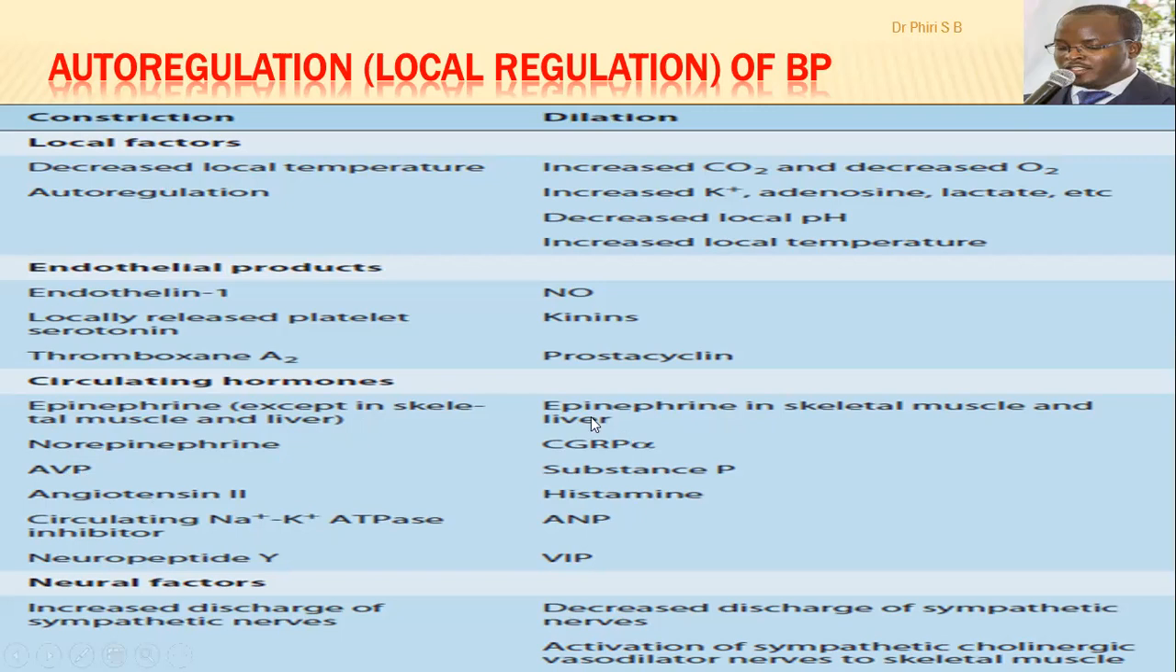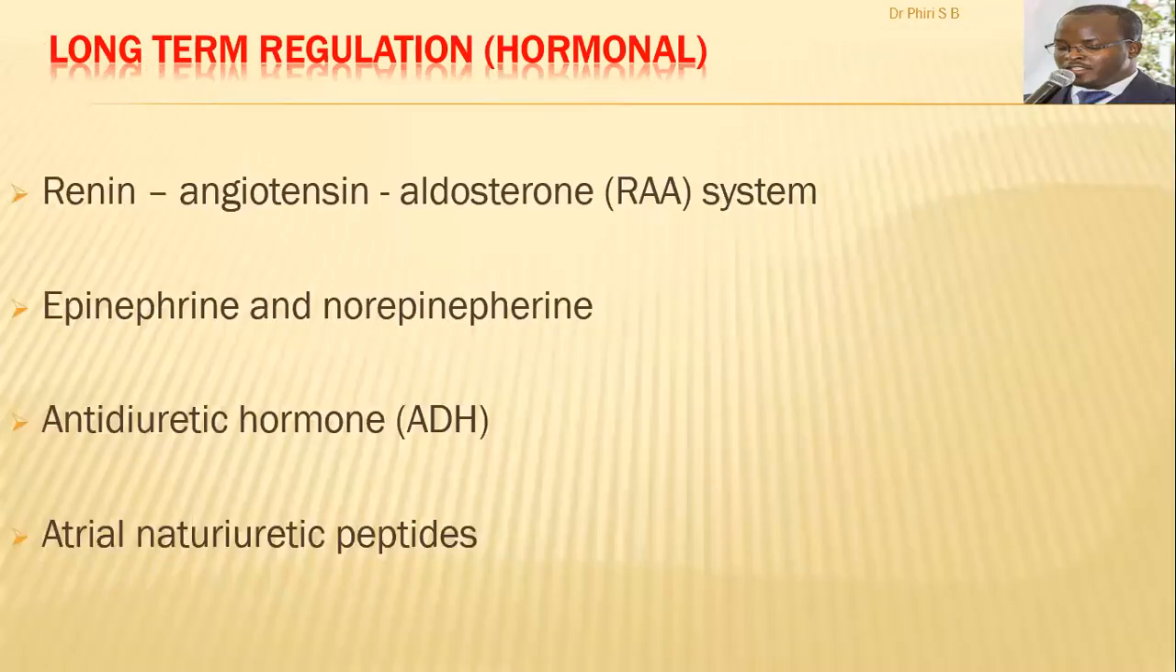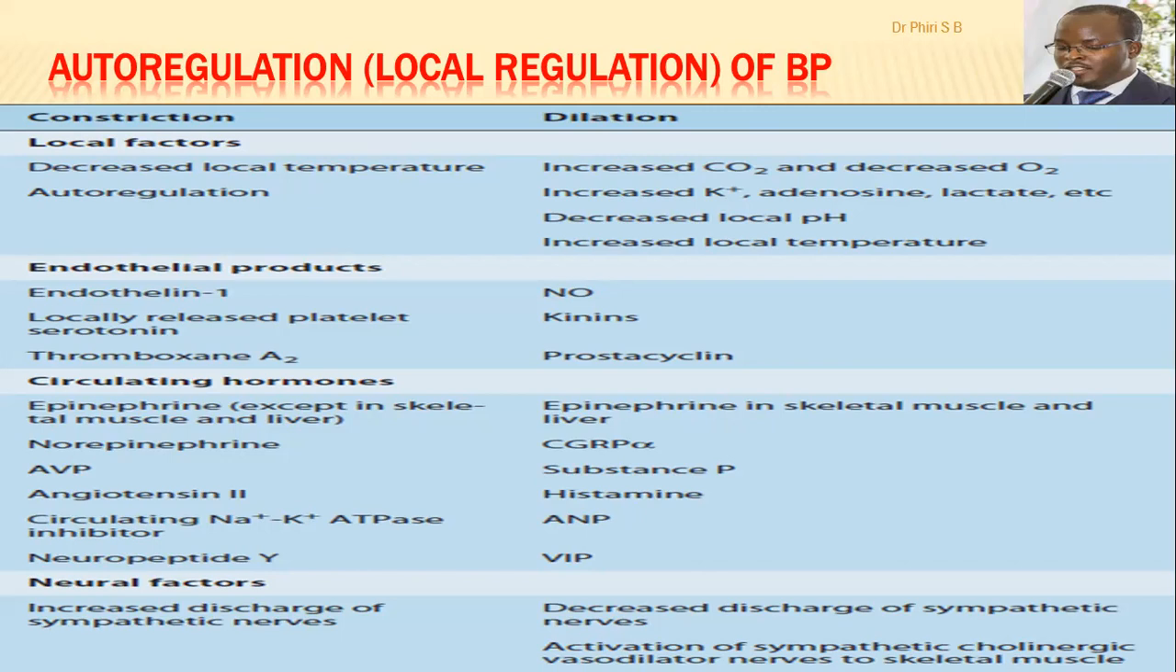On the other hand, you have epinephrine. Then you also have other hormones like calcitonin gene-related peptide. So this is called calcitonin gene-related peptide. It's a dilator, substance P, histamine. And then you also have atrial natriuretic peptide. Then you have vasoactive intestinal peptide. So these are the factors that can result in vasoconstriction or vasodilation, depending on their effect on these cells. So you can take time to read on these factors and how they can result in constriction or dilation of blood vessels, regulating blood pressure.